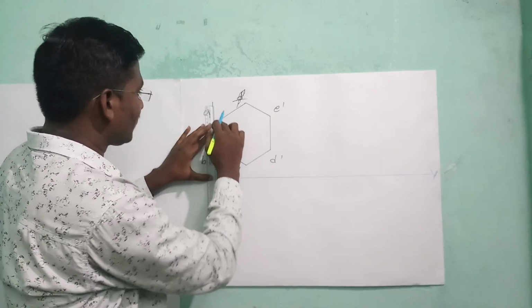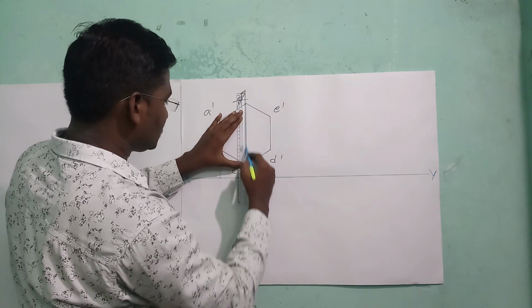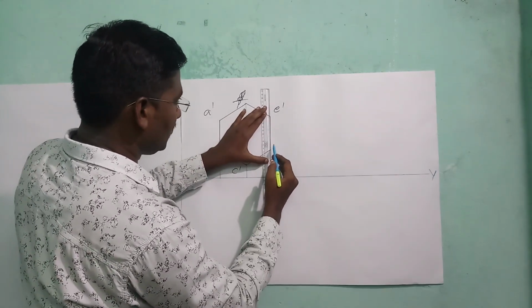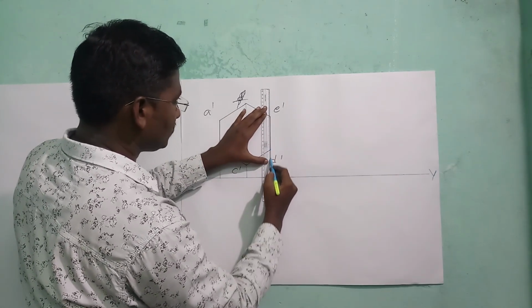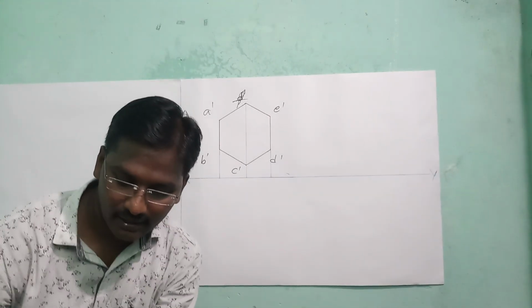Draw the vertical line from the points A, B dash. Next, when you join F dash and C dash, those 2 points will be on the same line. Next, E dash and D dash will be on the same line. Now when we are looking from the top, it looks like a straight line.